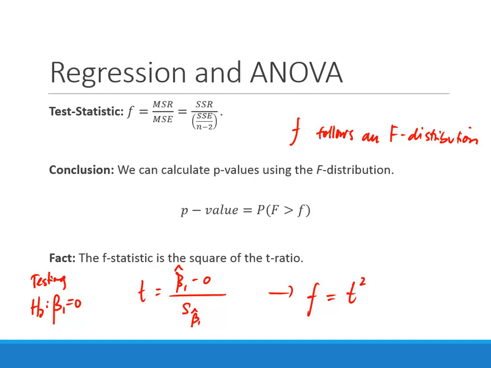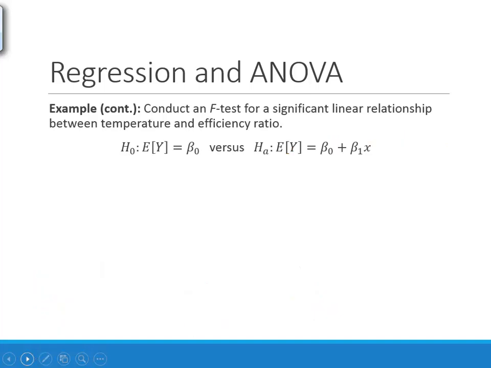Okay. So let's finish up this example one more time. Let's go back to our example where we're looking at the relationship between the efficiency ratio and the temperature. If we do the null hypothesis that the expected value of the efficiency ratio is equal to just a constant, or it's equal to some linear function of temperature, that's what we're looking at here.